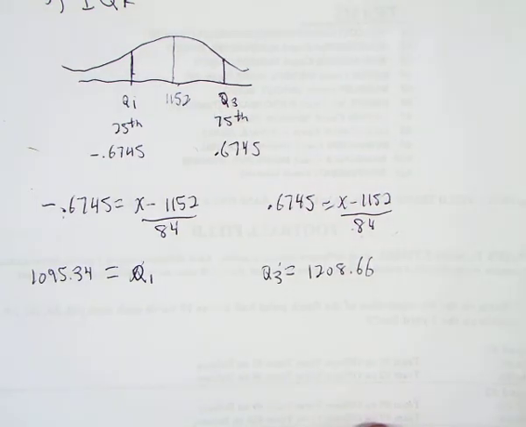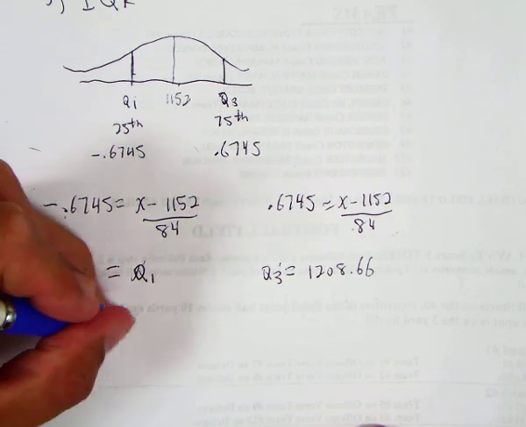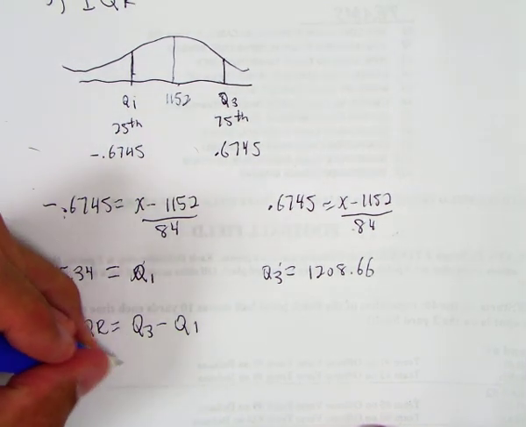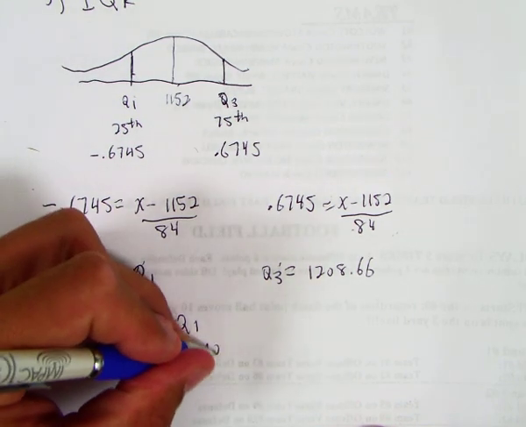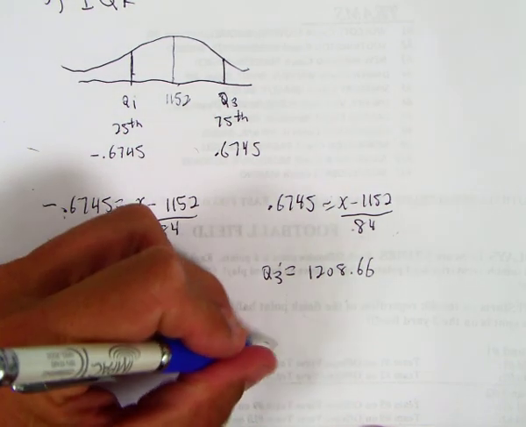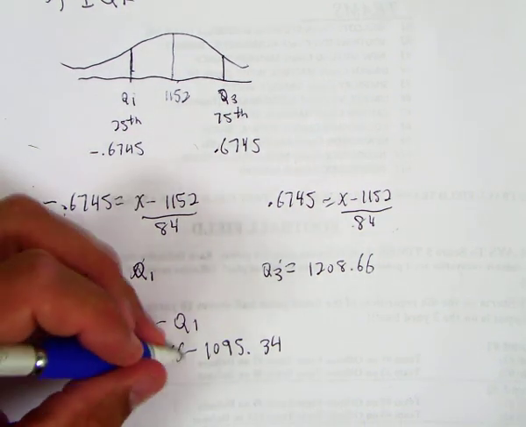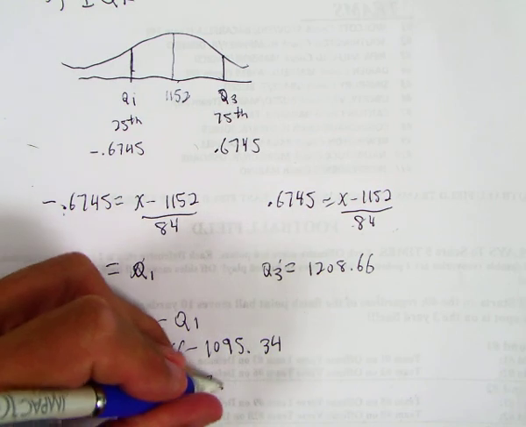And then the IQR equals Q3 minus Q1. So Q3 is 1208.66, Q1 is 1095.34, and if we subtract those two, we get 113.32. So the IQR is 113.32.